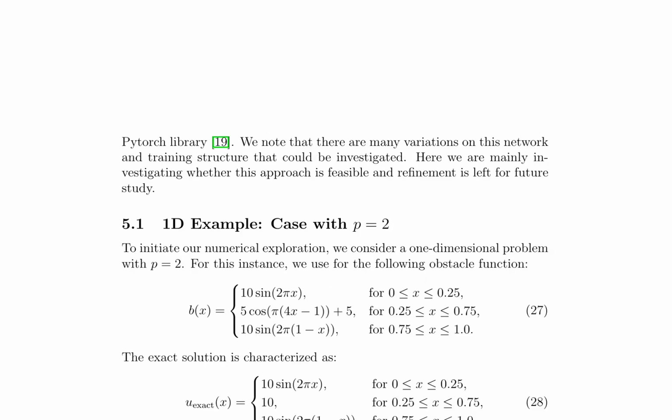Researchers explored the feasibility of utilizing the PyTorch library for a specific network and training structure, focusing on a unidimensional problem with p equals 2. In this context, an obstacle function b(x) is employed, which varies across different intervals. Notably, the exact solution for this problem is provided, offering a benchmark for comparison.